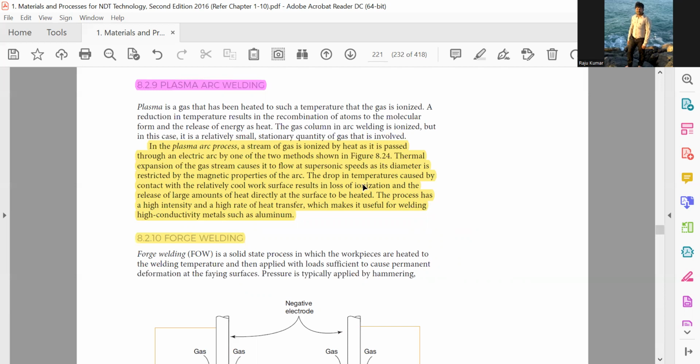The drop in temperature caused by contact with the relatively cold work surface results in loss of ionization and the release of a large amount of heat directly at the surface to be heated. The process has a high intensity and a high rate of heat transfer, which makes it useful for welding high conductivity metals such as aluminum.